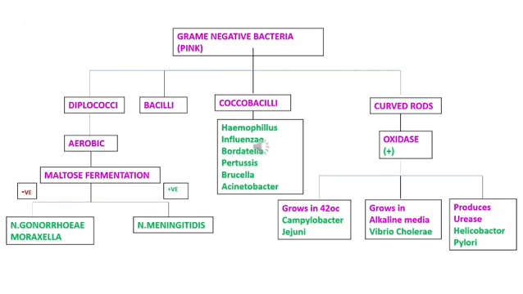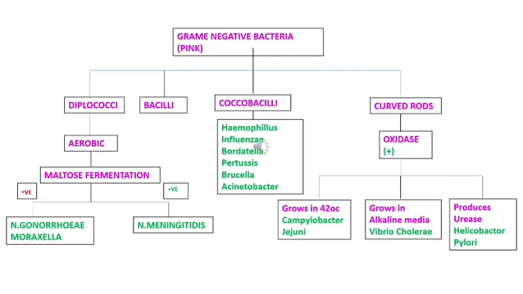In case of Campylobacter jejuni, these bacteria will grow at 42 degrees Celsius. Vibrio cholerae can grow in alkaline media, and Helicobacter pylori is the organism which can produce urease. So if a gram-negative curved rod produces urease, then the organism will be Helicobacter pylori. That's how we differentiate them.